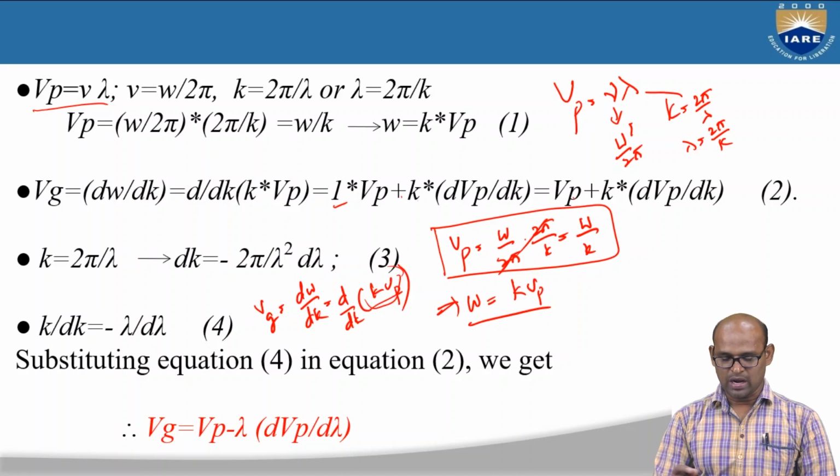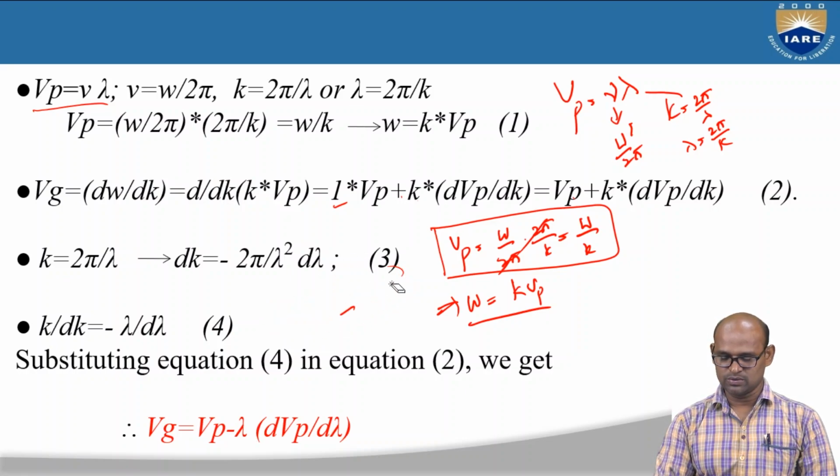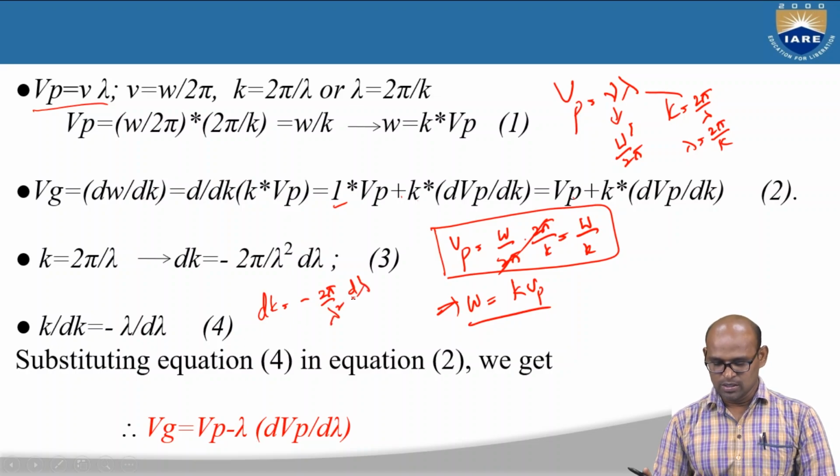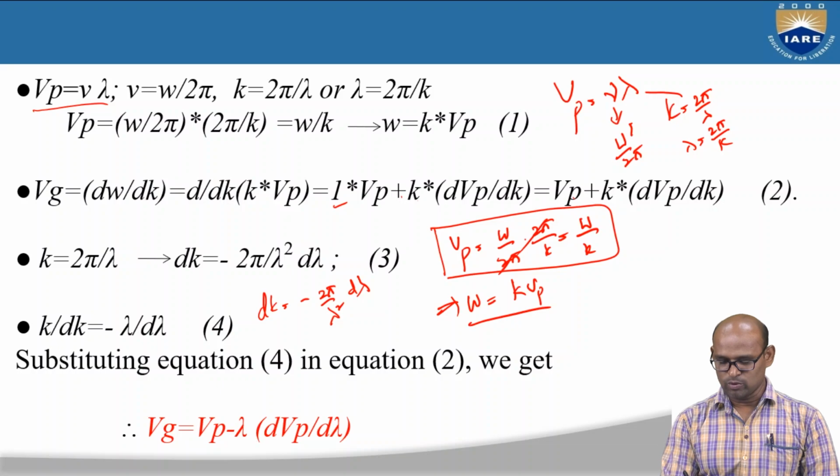Now I know that k is equal to 2 pi by lambda. So I am going to differentiate this k. So dk will be minus 2 pi by lambda square into d lambda. Now I am going to take d by dk. I want to calculate d by dk. D by dk will be what?